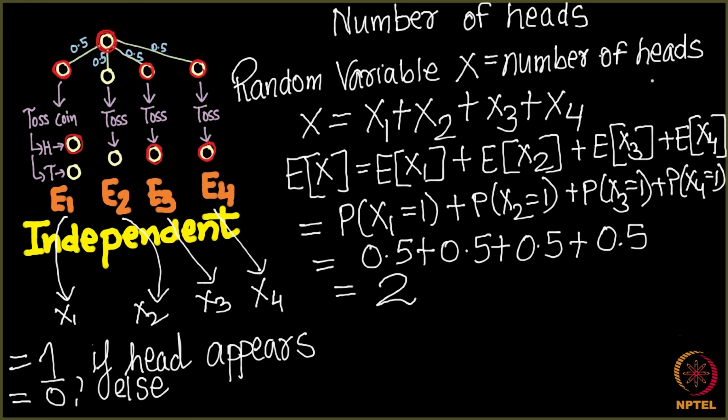It comes to us intuitively also that if, let's say, I toss a coin 4 times, on average how many heads will you get? Intuitively your mind tells you that the answer is 2, 0.5 into 4. So even if you didn't understand this calculation of expectations, it's perfectly fine. Okay, now let's take another example.